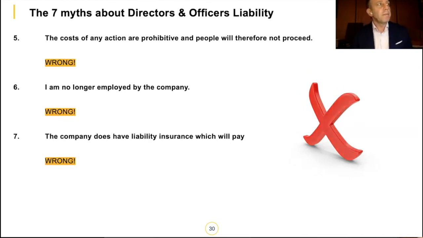The costs of actions are prohibitive. In other words, it costs too much money for someone to take me to court. They won't be able to afford an attorney. That's wrong, because we now see that attorneys are charging contingency fees. In other words, they agree with the third party that they will only bill them if they win the case. And that is definitely driving claims, not just in D&O, but across all specialist lines.